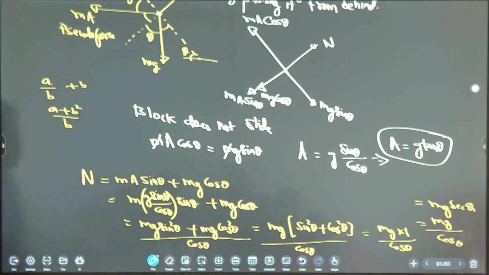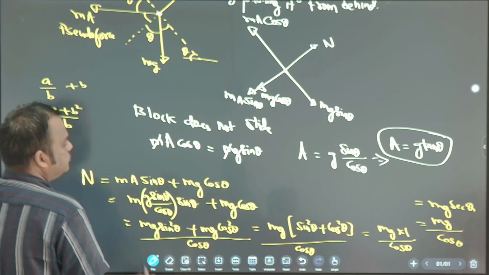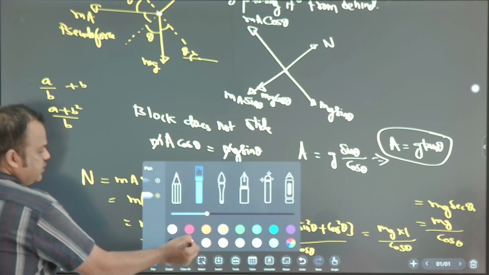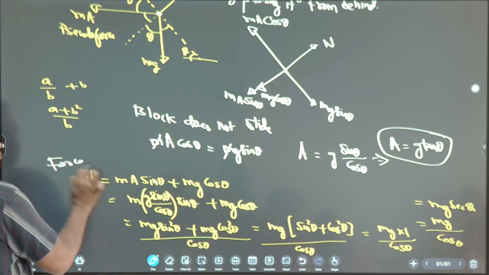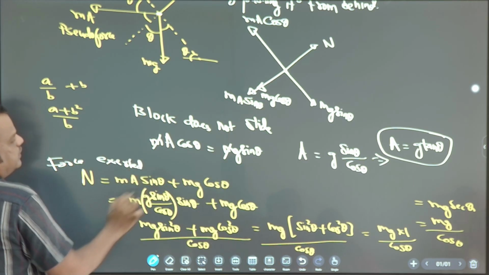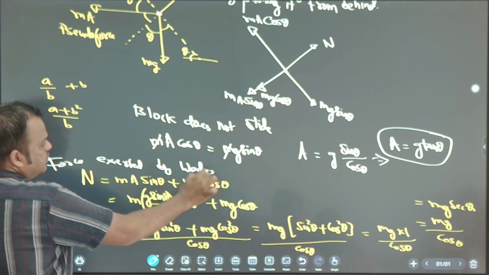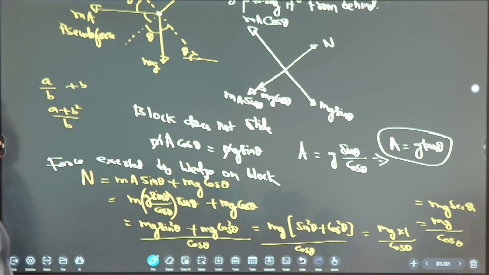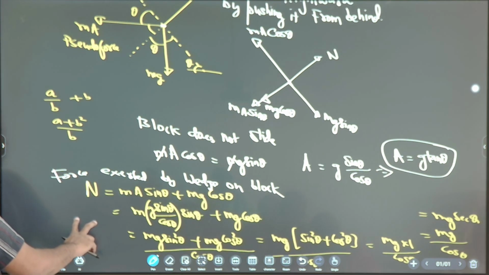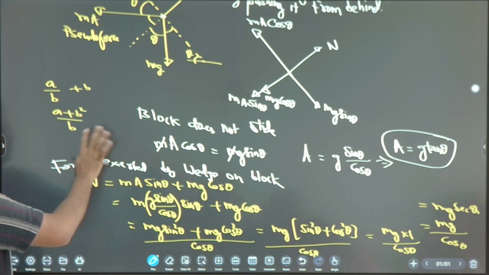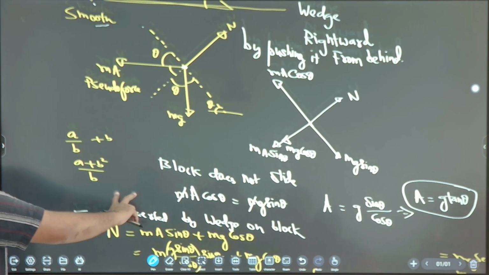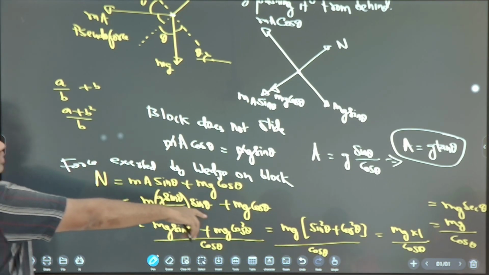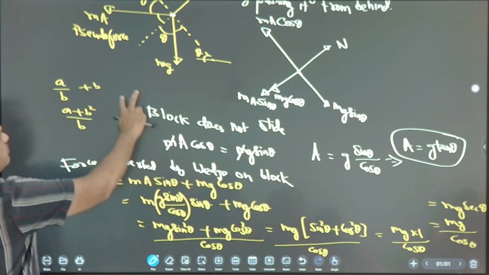Normal force, note down, normal force. So this is the force exerted. What is the normal force here? Force exerted by the wedge on the block. Okay, clear? So done. I'm finishing here, and I'm giving you one homework. So what is the normal value? mg by cos theta.